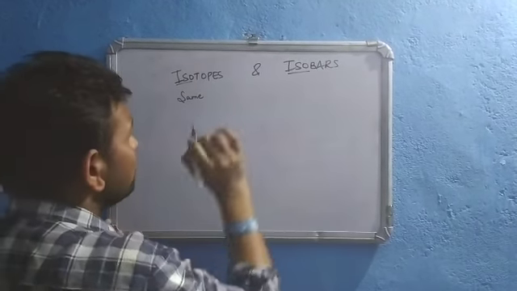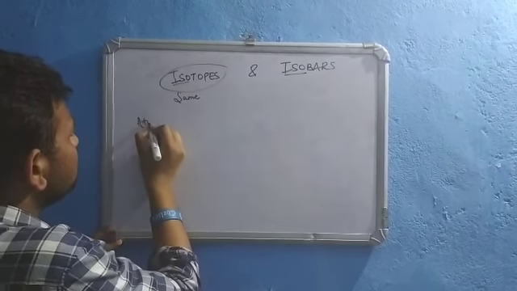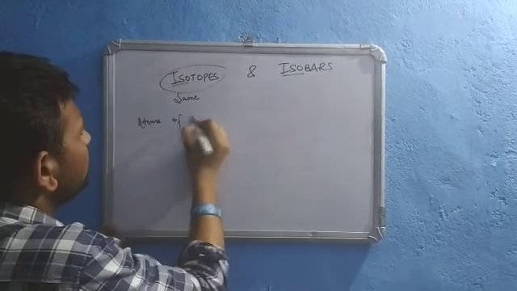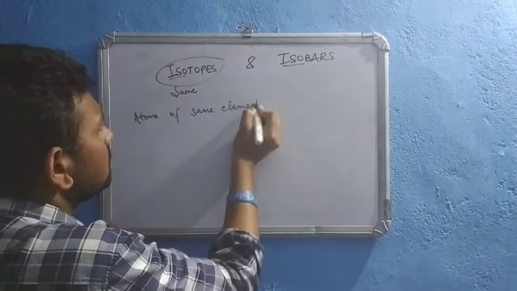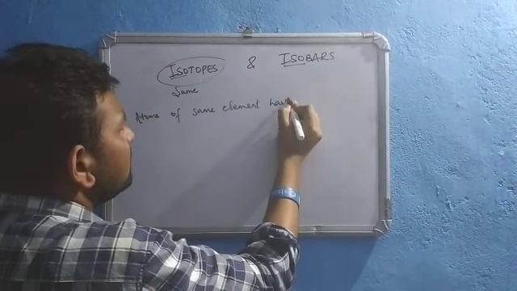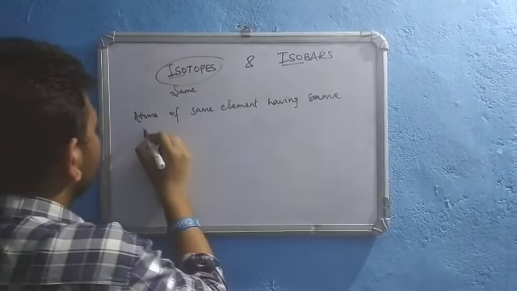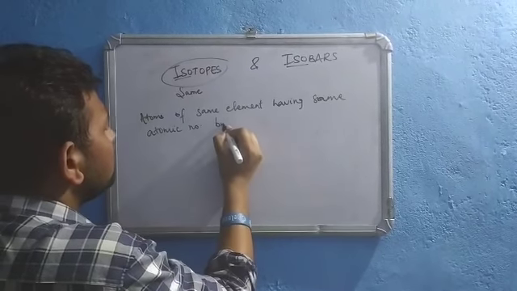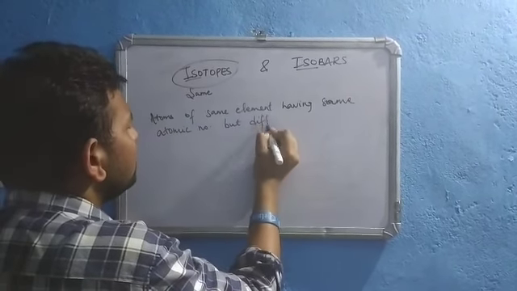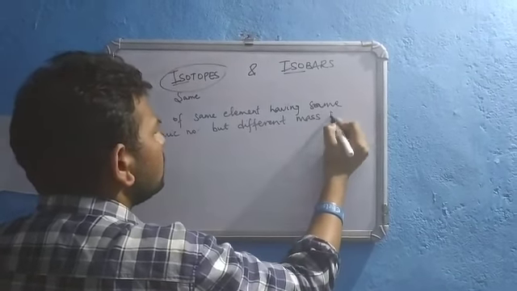So iso means same. So something has to be same. Isotope means atoms of same element having same atomic number but different mass number. What does this mean?